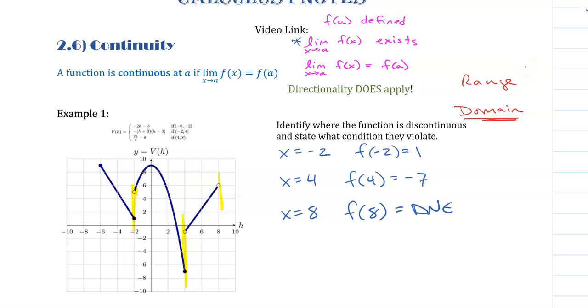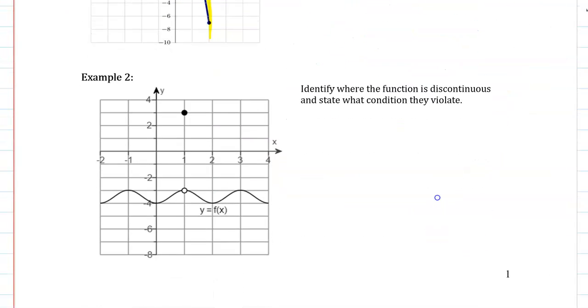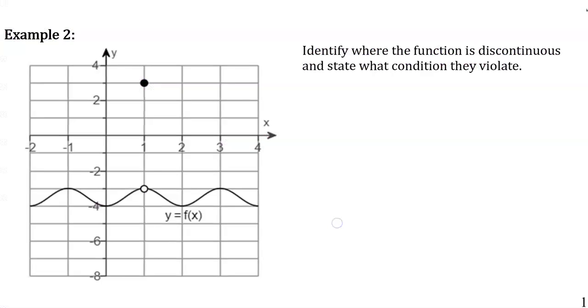Okay? Let's do another one. Identify where the function is discontinuous and state what condition they violate. Okay, so it is obvious, because we have a hole here, that it's continuous everywhere else, and it is discontinuous or may be discontinuous at that hole. So when x equals 1, we have a problem, or we may have a problem. Let's see. Well, f of 1 is 3. So that condition is accepted.